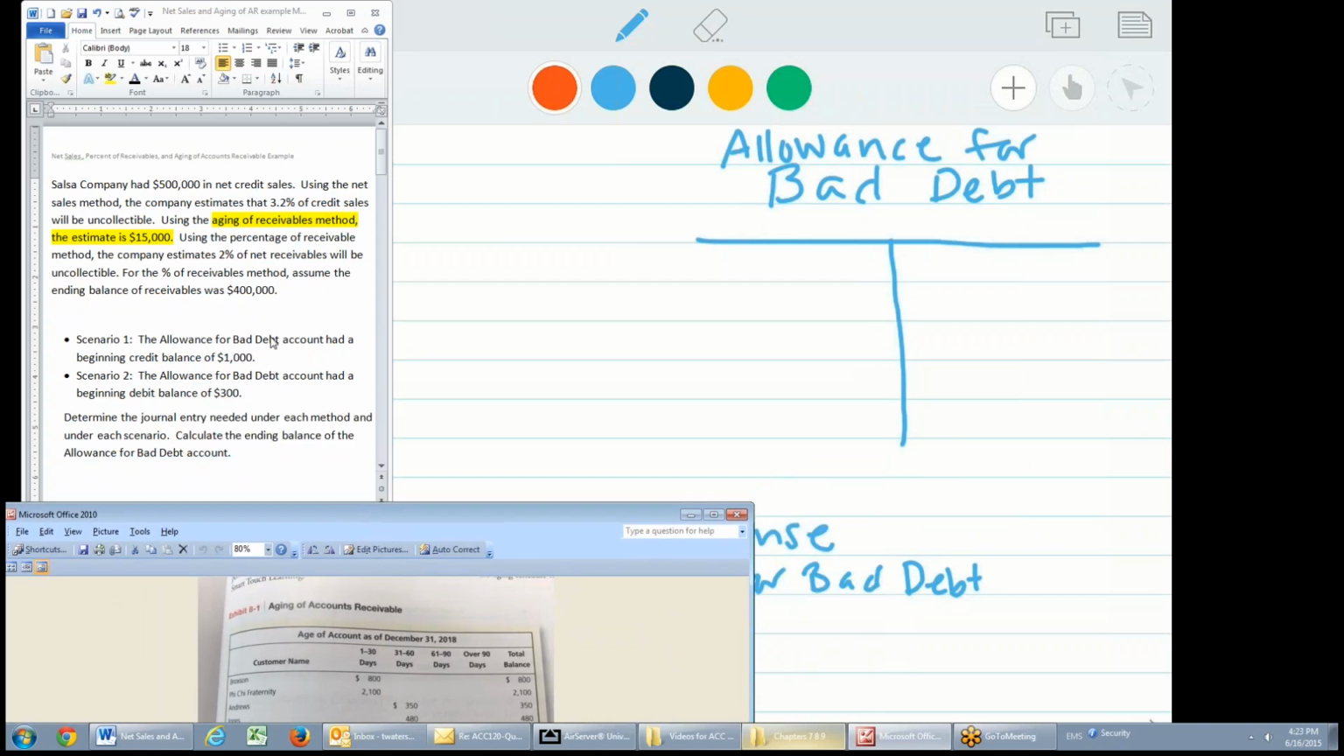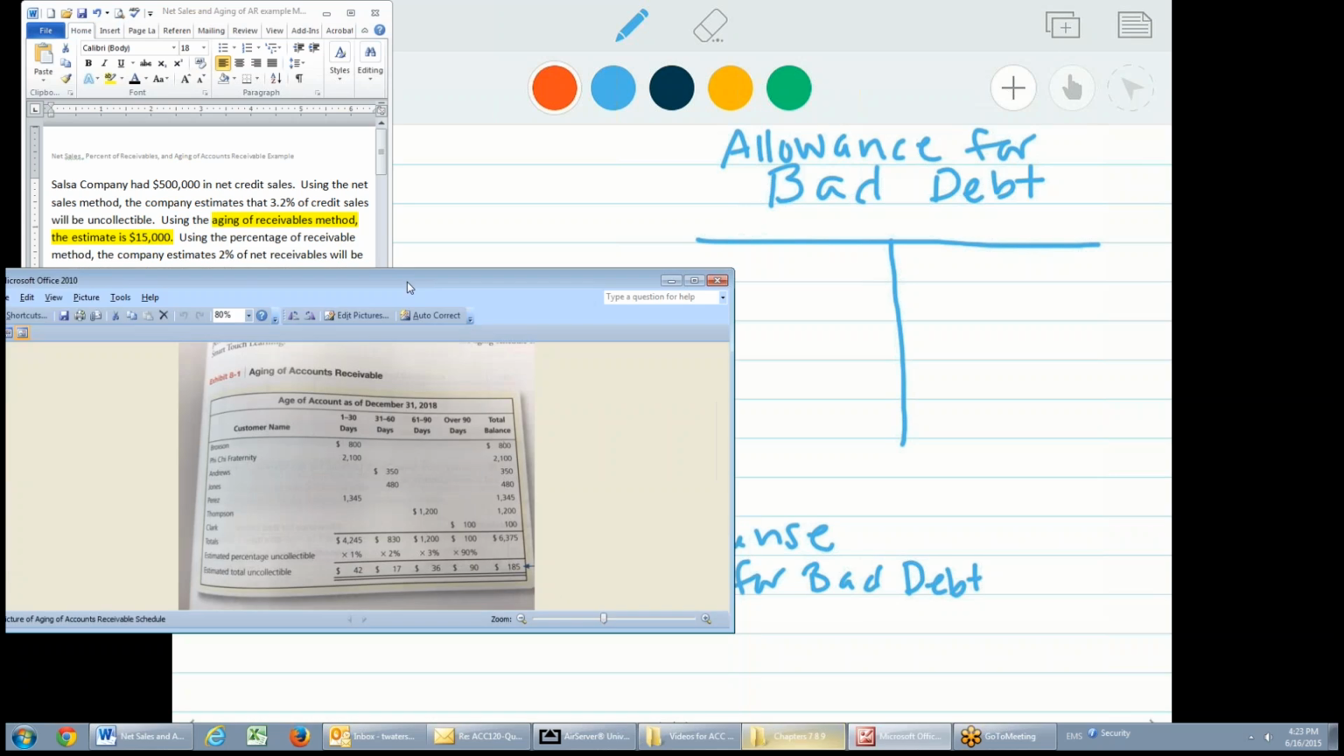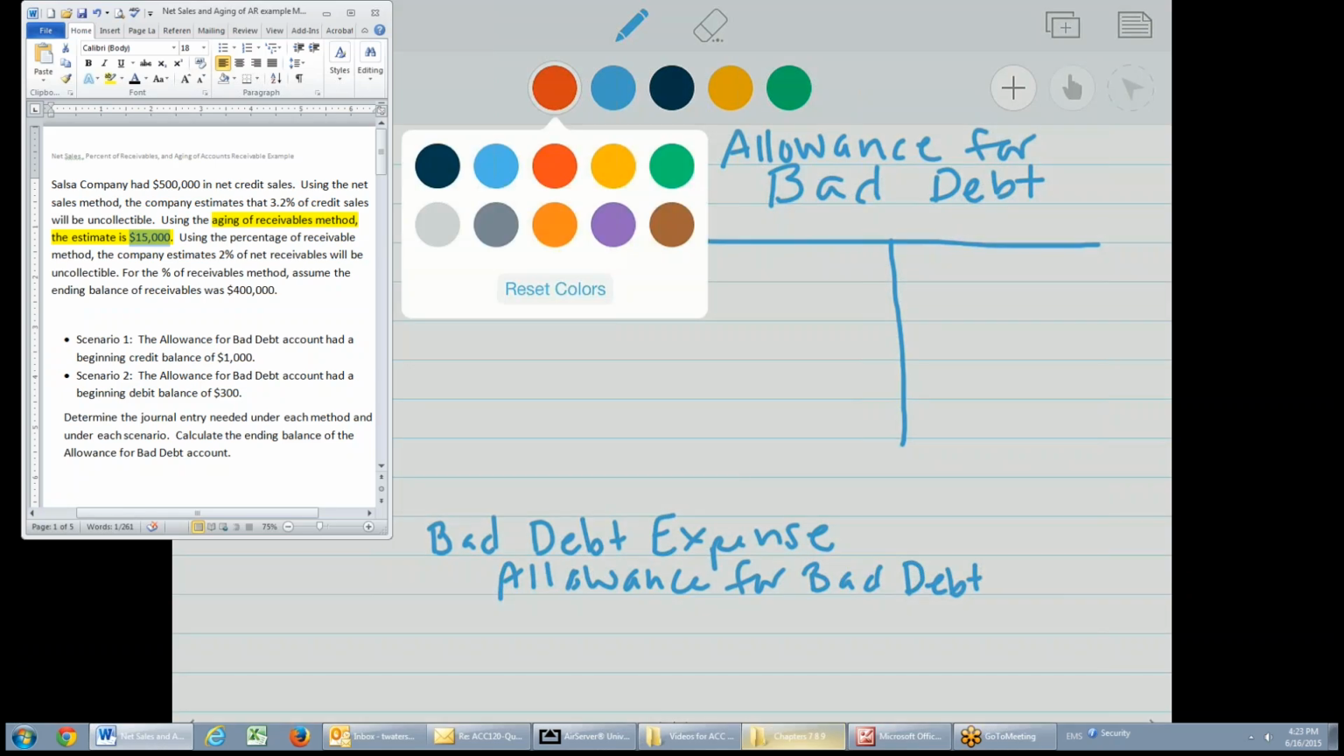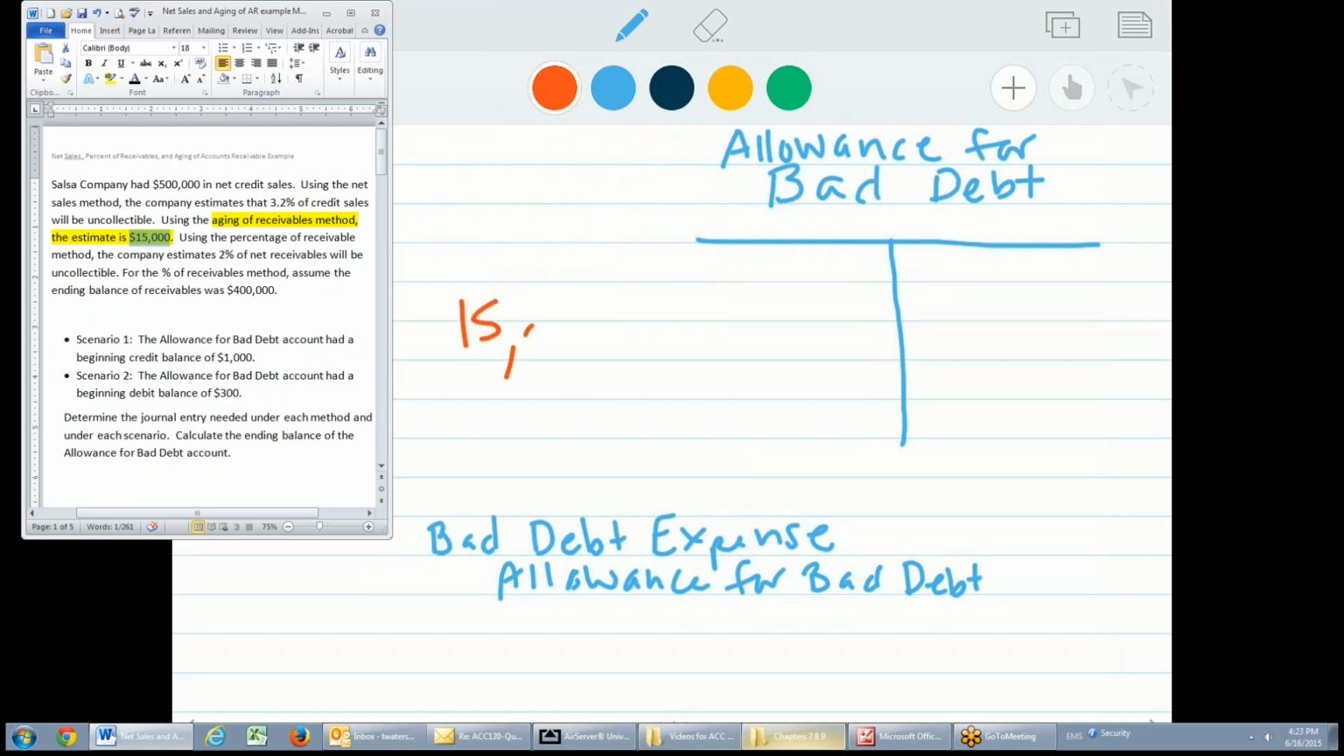Now, in this particular problem that we've been working with, it says using the aging of receivables method, we estimate that the uncollectibles is going to be $15,000. The $15,000 would come from doing an aging chart like this, where the total at the end came out to be $15,000. Once you get that $15,000 number, or it's given to you, you know that $15,000 is your target balance, or what you want the balance of the allowance account to be.